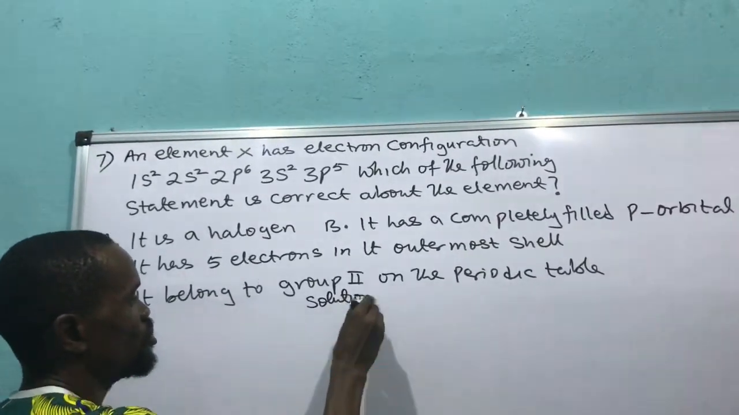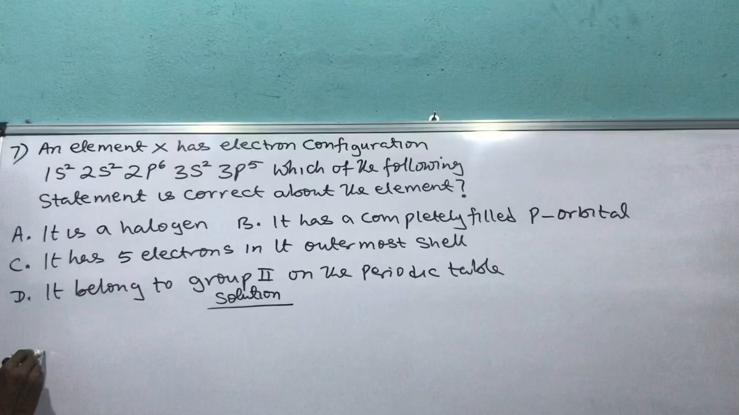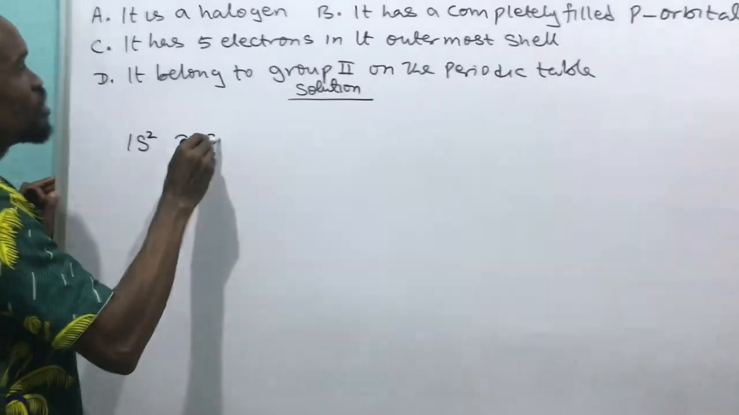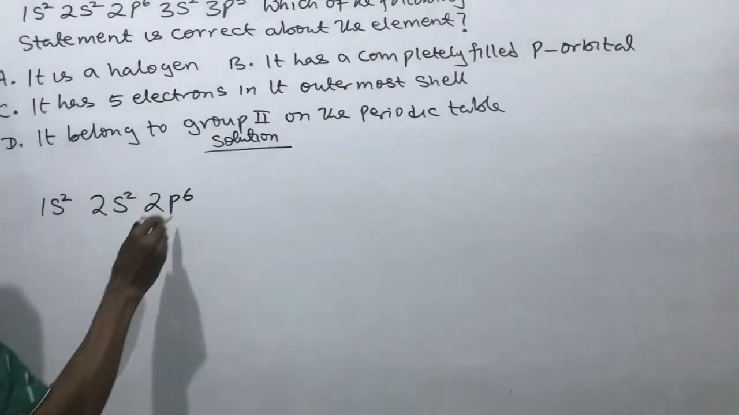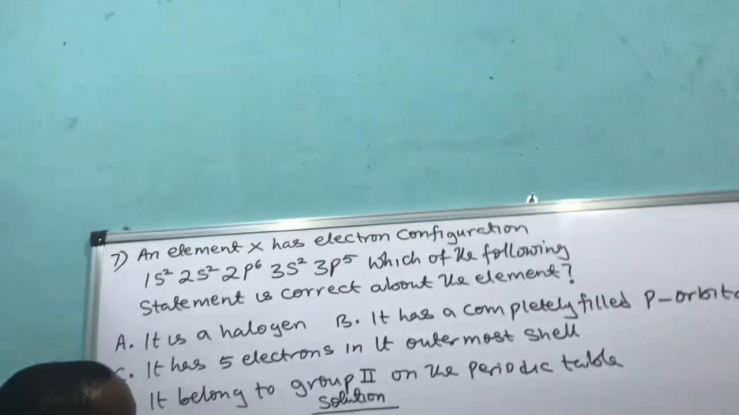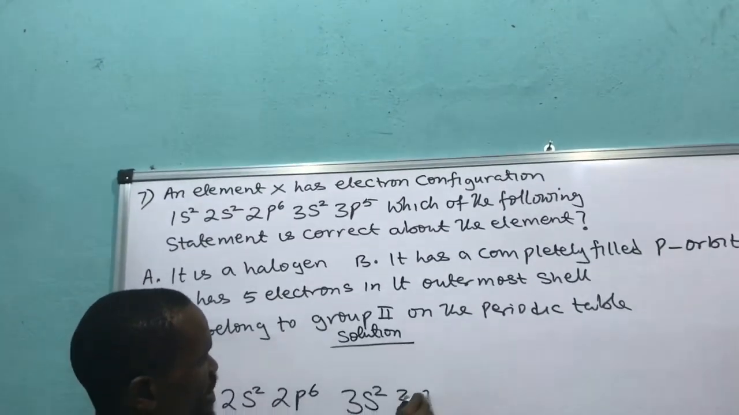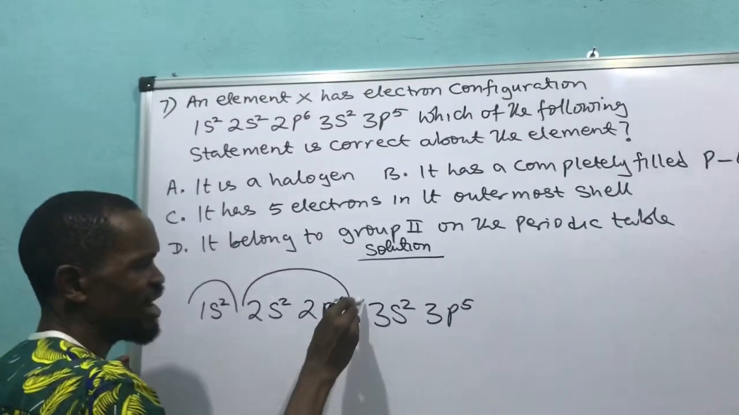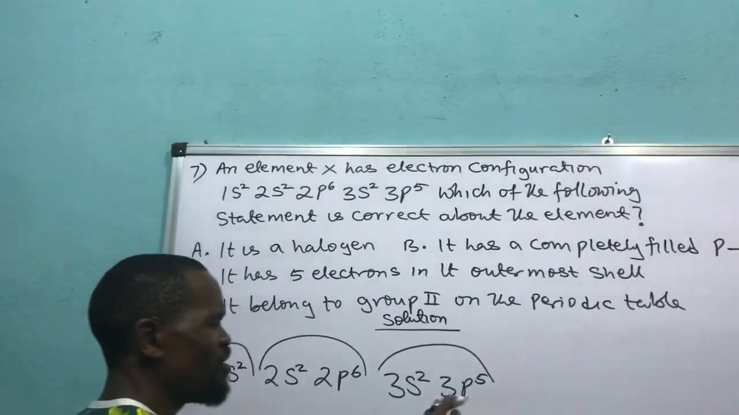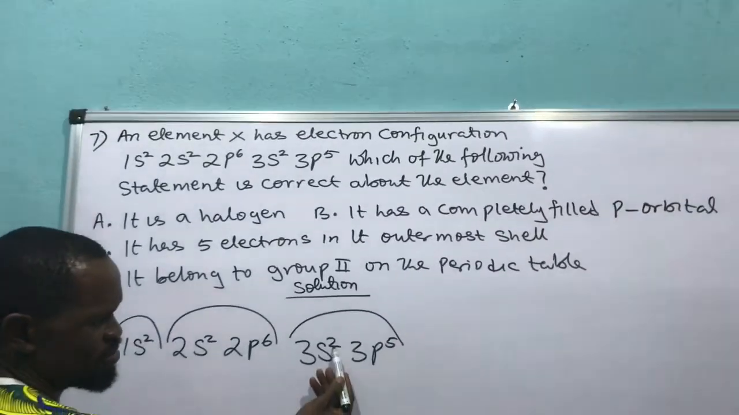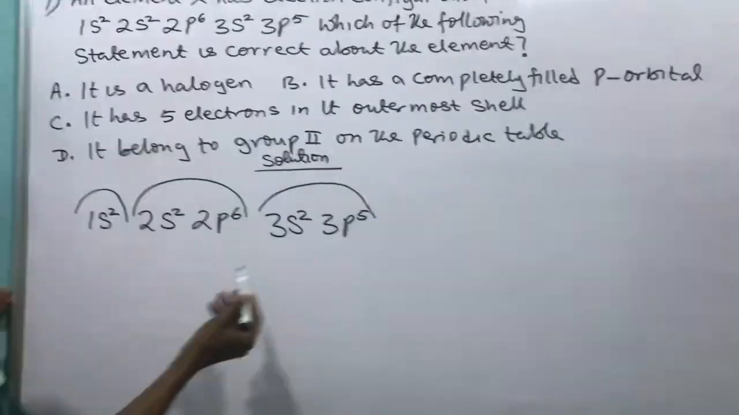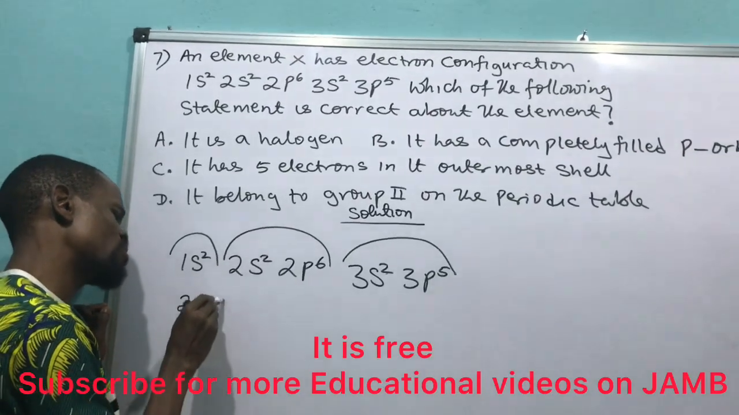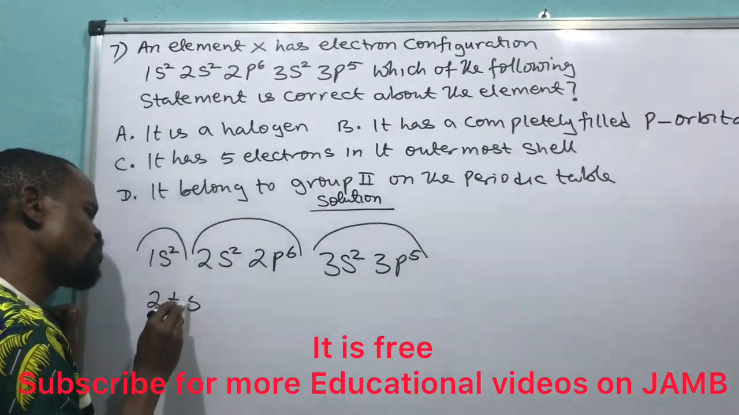Looking at it, what they give me is 1s2, 2s2, 2p6, and 3s2, 3p5. That's what they give me. This is my first shell, this is my second shell, and this is my last shell. The number of electrons in that last shell is this and this. The number of electrons in the last shell is 2 plus 5, which will give me 7.